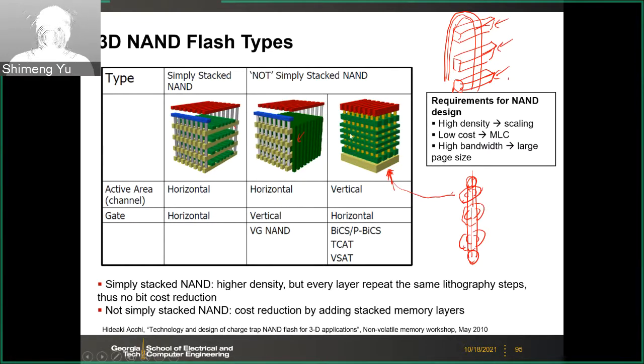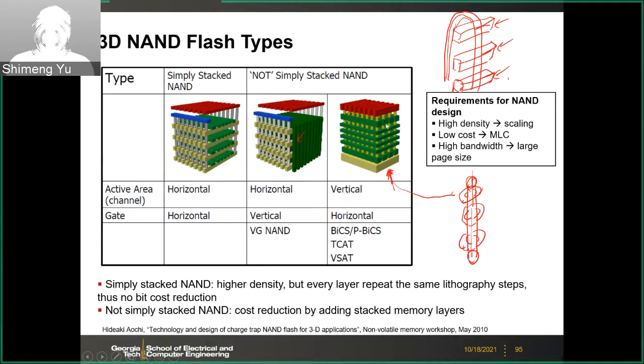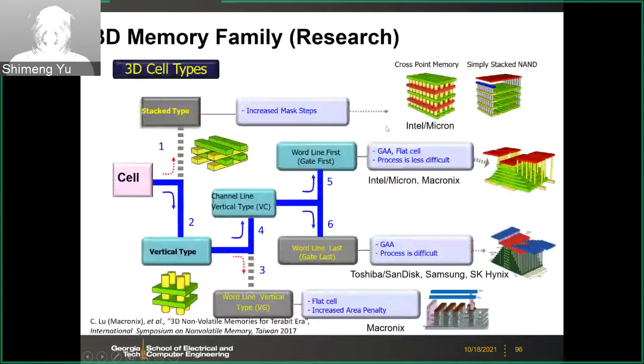And today's NAND flash on the market all use the last approach, this vertical channel. And Samsung calls it VNAND, vertical NAND. So the key is to reduce the cost during the fabrication. We will discuss that in a minute.